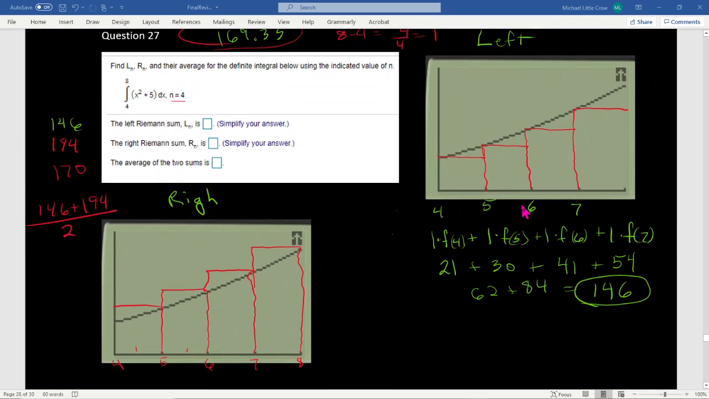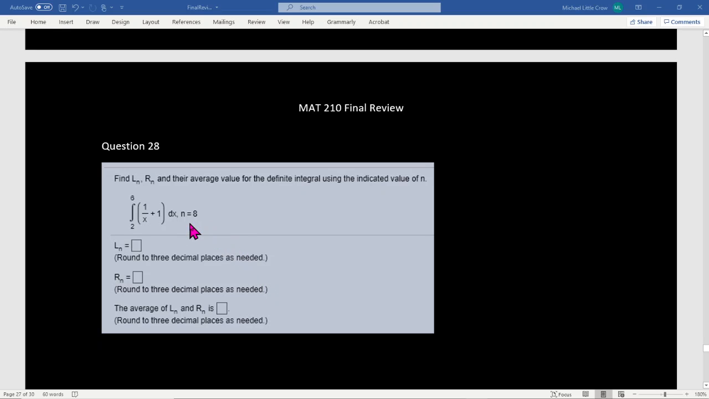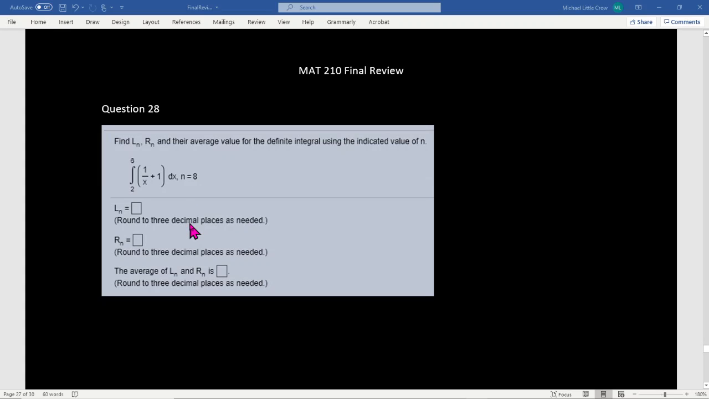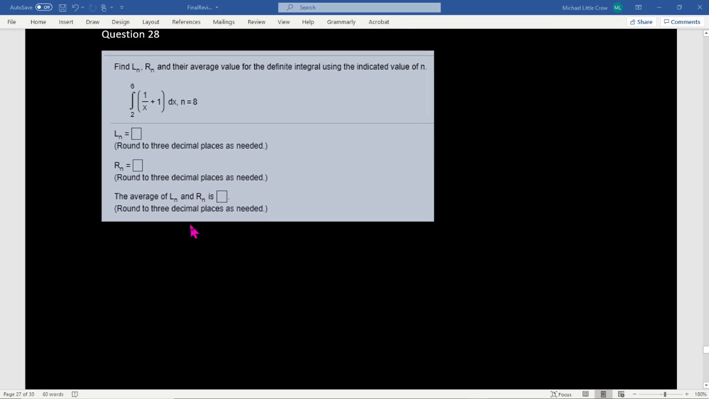I'll just kind of give a screenshot here. We're making rectangles, so we're going to graph it. We'll make left rectangles, right rectangles, add them together. That's all it is. It's just that there's now going to be 8 rectangles instead of just 4. So in a way, it makes it maybe easier to understand. So let's go ahead and go.